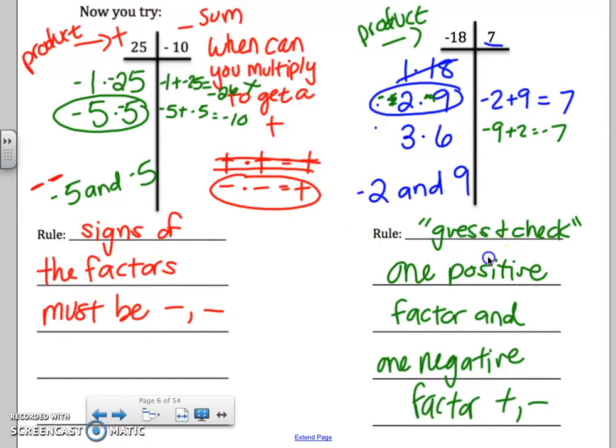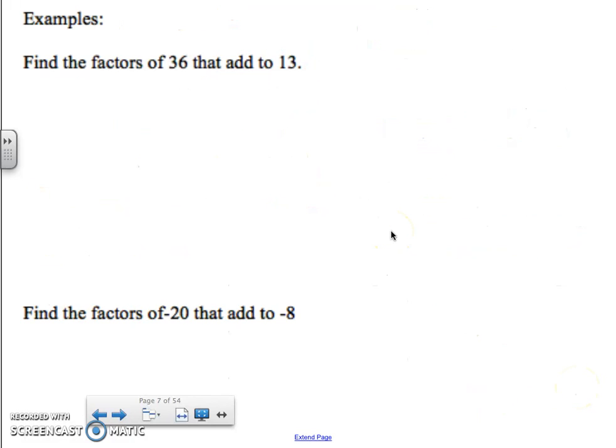But again, always check your answer. Negative 2 times 9 will give you a negative 18, and then add them together to get a positive 7. Okay? So again, recap of this: when the left side is positive and this side is negative, you will always have negative, negative. When this side is negative, doesn't matter what this sign is, but when this sign is negative, you're going to have one positive and one negative, and you're going to have to guess and check. Okay? So let's turn on the back and try some examples.